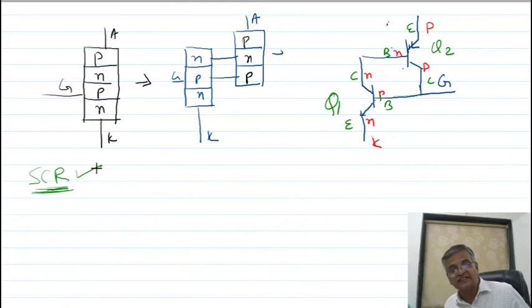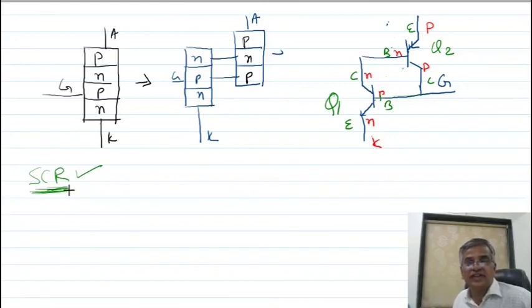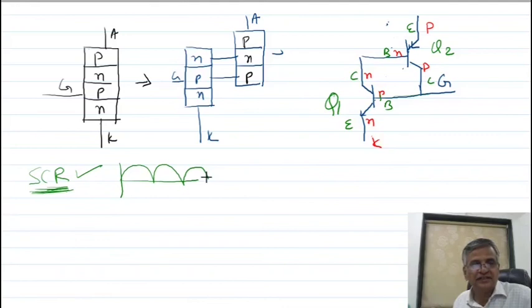Suppose somebody asks you, is it a rectifier? Yes, it is a rectifier. So what is the difference between an ordinary rectifier using a PN junction diode and one using an SCR? In an ordinary rectifier, you get such an output with the help of a PN junction. But with the help of SCR, you can make a controlled rectification.